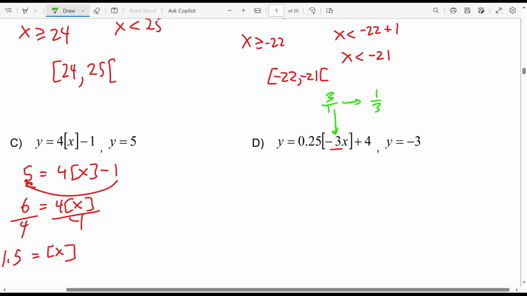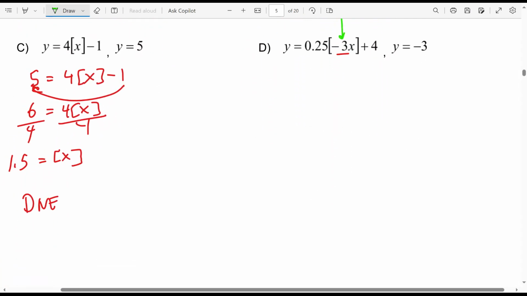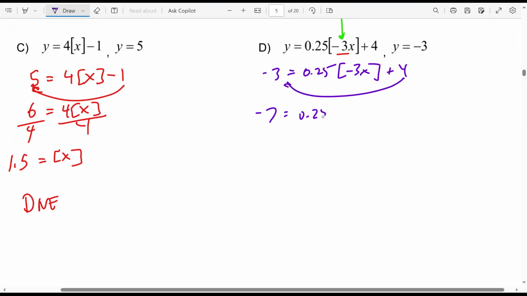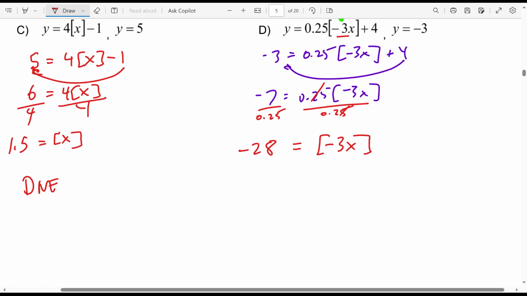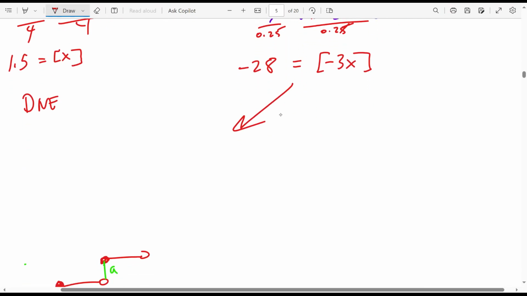Okay? So when I go to solve for this one here, and you put in a value of negative 3 is equal to 0.25, negative 3x plus 4, we would start by getting this out of the way, right? Dividing by the 0.25 and getting negative 28 is equal to negative 3x. Okay? Bars are on this side, integers on this side. It's okay that it's negative, right? Now I can split. Okay?